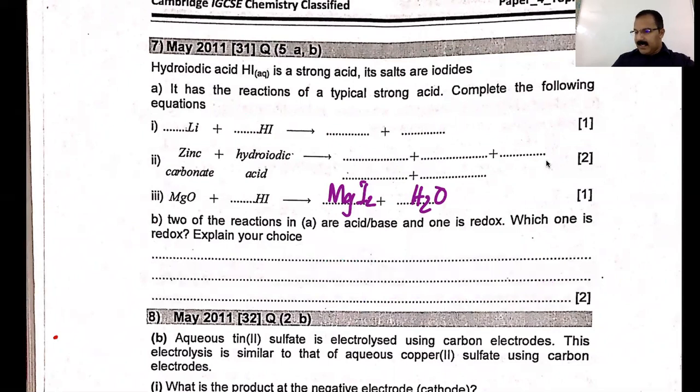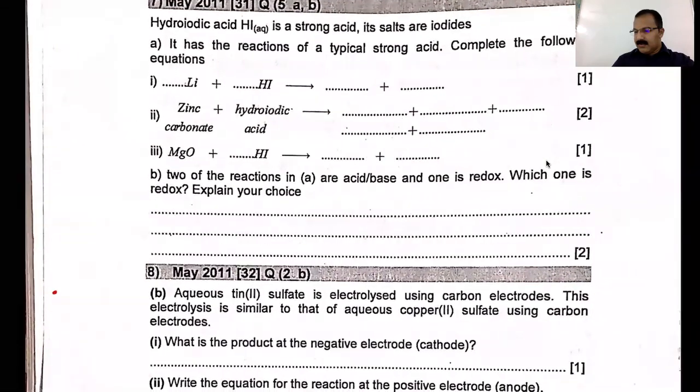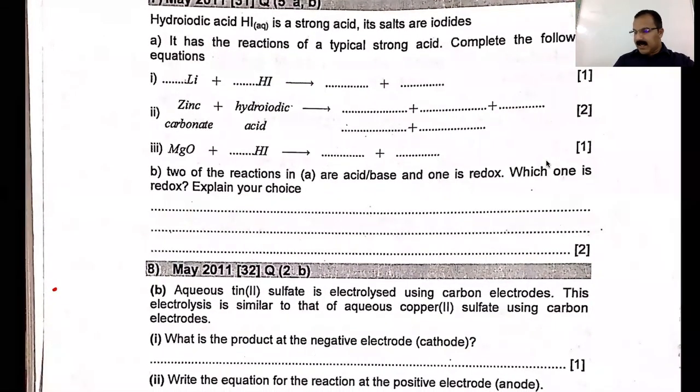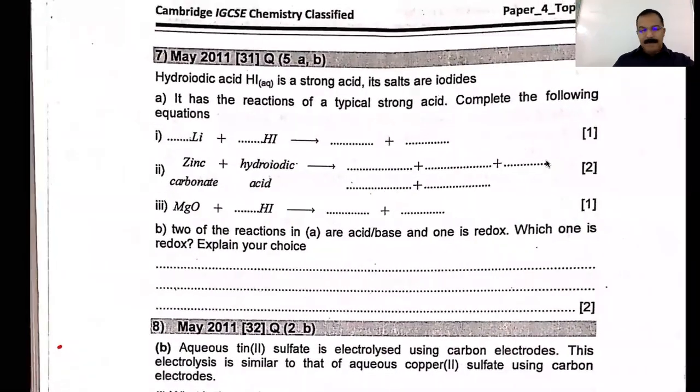You see, there is I2 on the right side and only 1 iodine on the left. So you write 2 H and 1 O. The rest of them are balanced. All right. Next question is, 2 of the reactions in A are acid-base and 1 is redox. Which one is redox? Explain your choice.